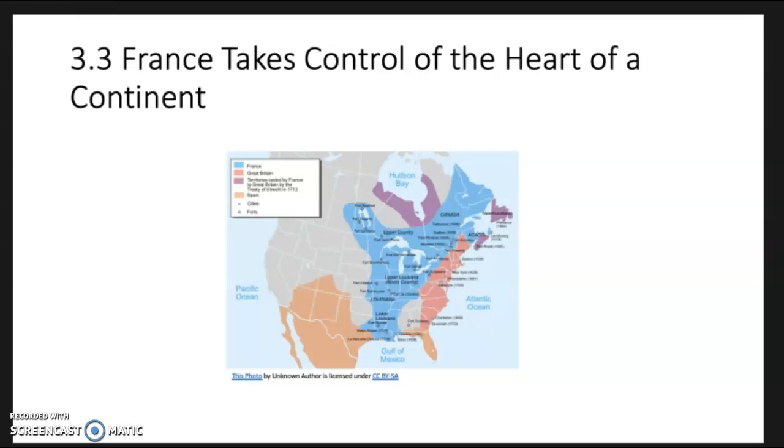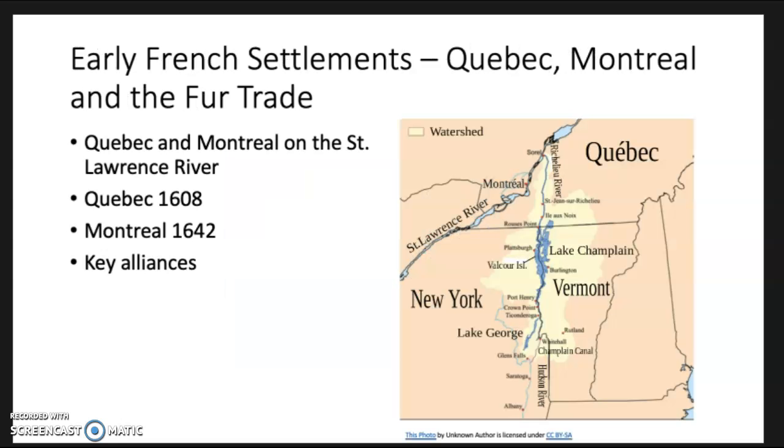Chapter 3, Section 3. France takes control of the heart of a continent. By 1715, France had the largest land claim in North America. Early French settlements: Quebec, Montreal, and the fur trade. Samuel de Champlain founded the small settlement of Quebec as a trading outpost in 1608. Champlain quickly allied the French with the Huron to fight against the Iroquois. By 1612, Samuel de Champlain had become the viceroy of New France.